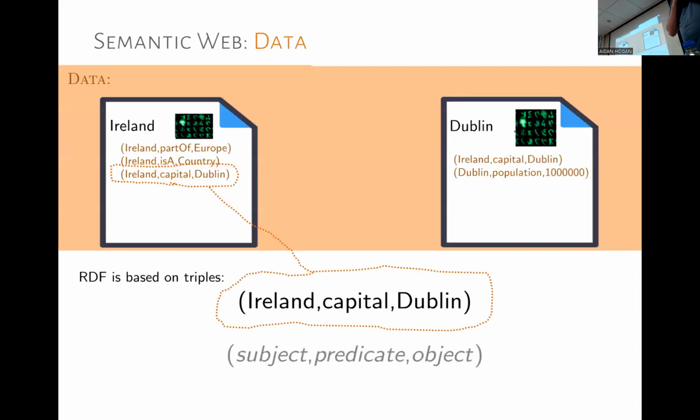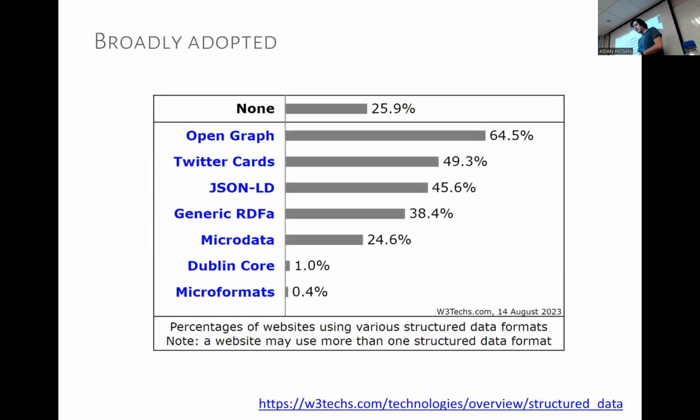Okay, so that's RDF. This is the data part of this overall picture. RDF is broadly adopted. I know this is a postgrad course and we're talking about researchy stuff. But what most people probably don't realize is that a large portion of websites already have RDF. So you think of a website, it almost certainly has RDF in it.